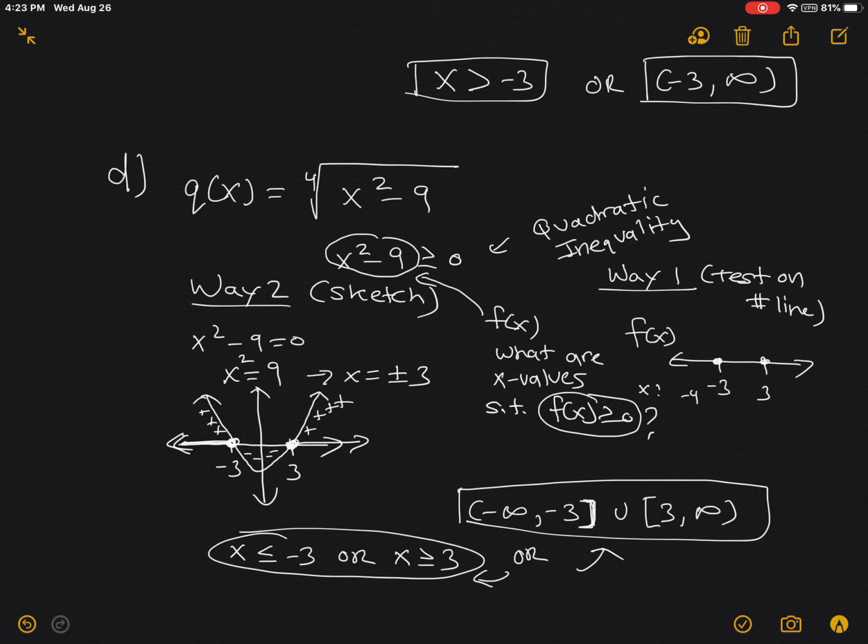If you plug in a number to the left of negative 3, let's say you plug in negative 4 into the x squared minus 9 inequality, you're going to get 16 minus 9, which is 7, so that's positive. If you plug in 0, 0 squared minus 9, that's negative. And if you plug in 4 into this original inequality, 16 minus 9 is positive 7. I only care about the sign, and I'm looking for where f of x is positive. It's right here and right here. In other words, x is greater than or equal to 3, or x is less than or equal to negative 3, which is what I have here in my final solution. All right, so hopefully that is clear. If it's not, you're welcome to ask me in class.